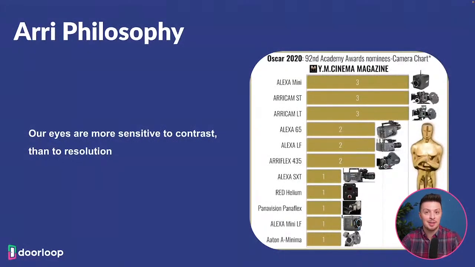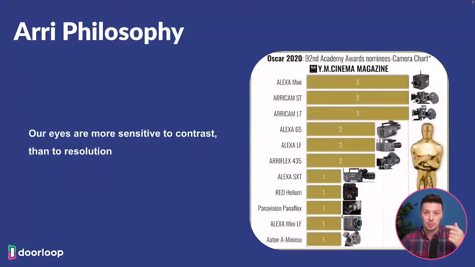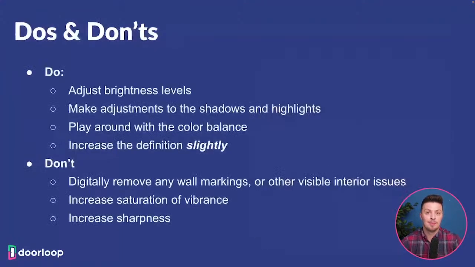Because here's the fun fact, right? ARRI, this huge, expensive camera company, most of their cameras don't shoot in 4K. Our phones shoot in 4K. GoPros, action cameras, our DSLRs, all these cameras shoot in 4K, but most of ARRI's cameras don't, because our eyes are less sensitive to resolution than to color. And that's what we're going to apply to our editing right here. All right. Now, a couple of do's and don'ts for the editing. We'll start with the do's first.